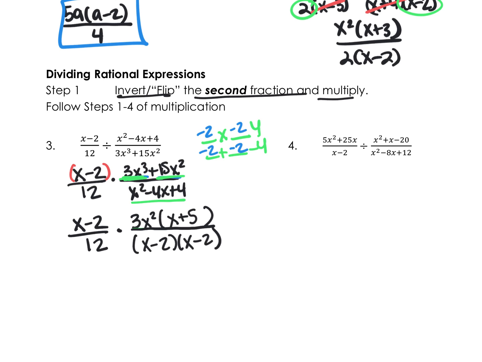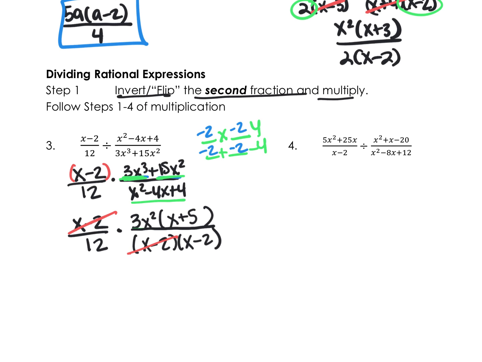Now we're going to look for common factors in the top and the bottom. Here we have x minus 2, but only one common factor gets to cancel with that x minus 2, since there's only one in the top. So you can't cancel out both of these, just one. There's no x plus 5 in the bottom, so it's going to stay.